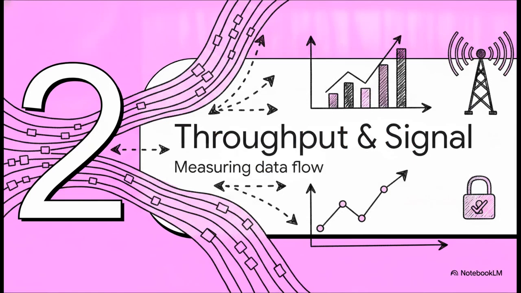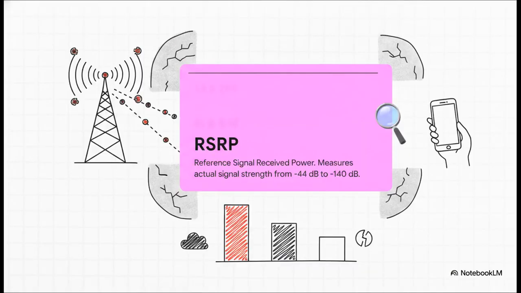Section 2, Throughput Calculations and Signal Quality. Measuring data flow. So how do we actually measure the flow of data through those newly established highway lanes? Well, it all starts with power. RSRP stands for Reference Signal Received Power. To put it in plain English, this is just the raw strength of the connection between your phone and the cell tower. It's measured in decibels, and it ranges from an amazingly strong negative 44 dB all the way down to a practically dead zone level of negative 140 dB. And as you'd probably guess, this metric is heavily affected by physical distance and structural blocks. Think, being far away or stuck behind thick concrete walls.